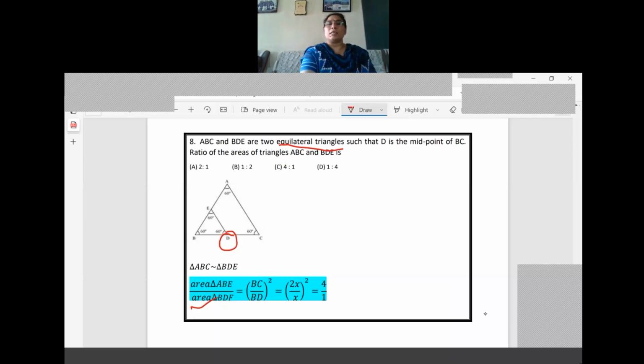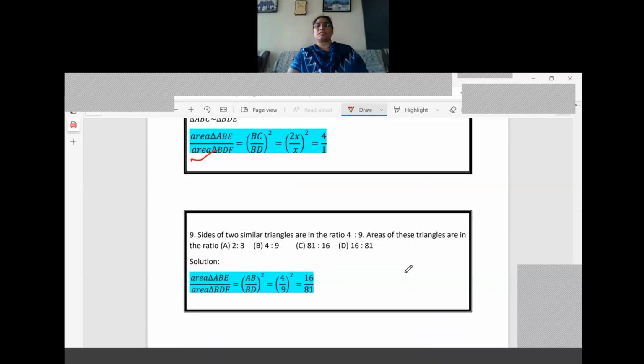So which is the option? That is C, the correct option, right? So this is again the application of the result only, nothing else. So here we can go for the direct one because it's an optional question only. So for the ratio of areas we have considered the corresponding sides squared. Then we substitute the values, and we use the point that D is the midpoint. So that means BC means 2 times BD.